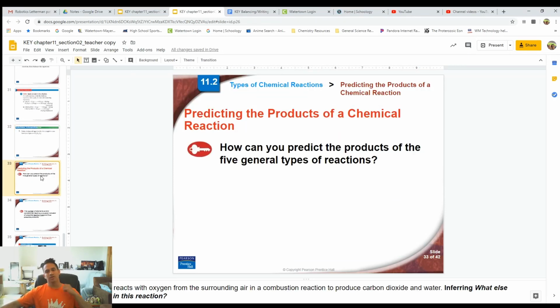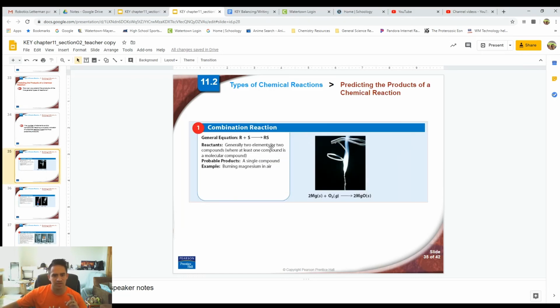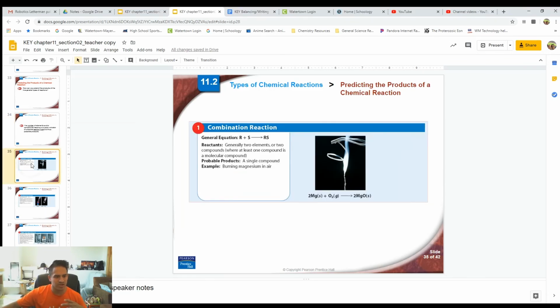All right, so the last thing here is predicting products of chemical reactions. The reason why we learn about these reactions is because once we know what each one looks like, we can use them to predict what will happen in a chemical reaction before it even takes place. So the number of elements you have and the number of compounds you're reacting are a good indicator of reaction type and therefore possible products. And at the end here, they have these little general equations for each of the reactions, okay? So I would take a look at each of these, and they use R and S, but I like to use A, B, C, and D. So here's what each one looks like, okay?